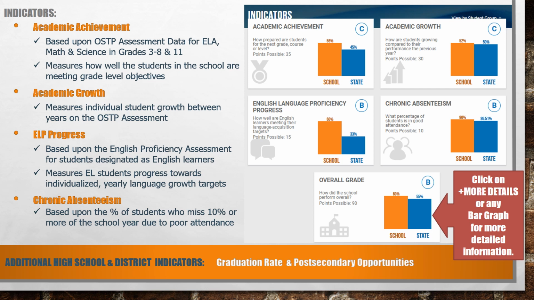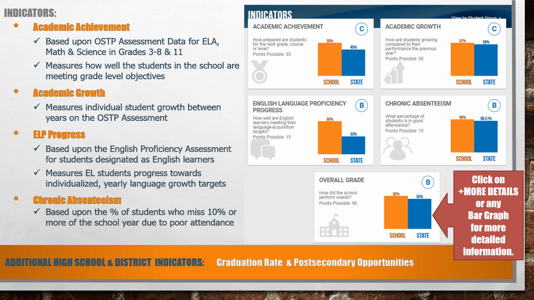ELP progress, which is based upon the English proficiency assessment for students designated as English learners. It measures EL student progress towards individualized yearly language growth targets. And chronic absenteeism, which is based upon the percentage of students who miss 10% or more of the school year due to poor attendance. For each one of these indicators, the school receives a letter grade from A to F.